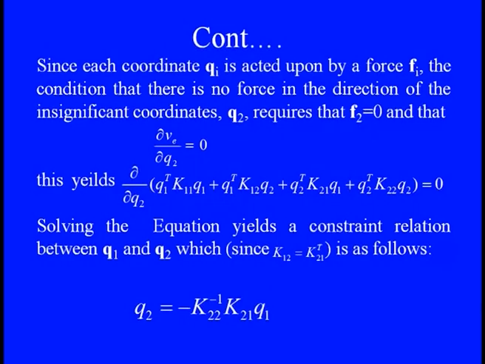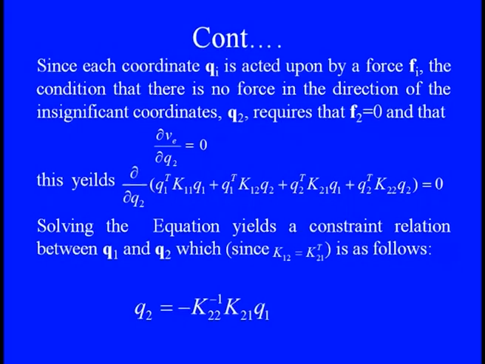So now we can get dVe by dQ2 equal to 0, because this variation is insignificant. That simply gives the partial derivative del by del Q2 of Q1 transpose K11 Q1 plus Q1 transpose K12 Q2 plus Q2 transpose K21 Q1 plus Q2 transpose K22 Q2 becomes 0, when we are trying to resolve the matrix elements along with that deviation.